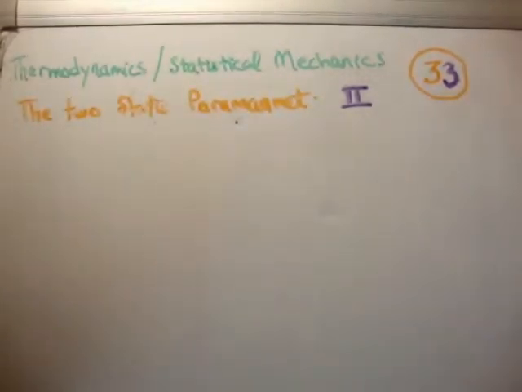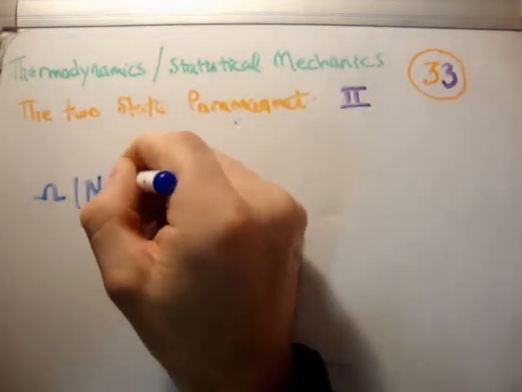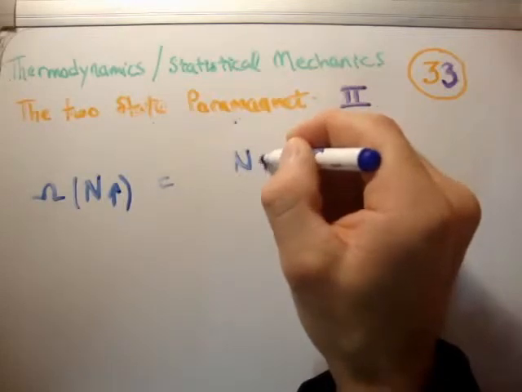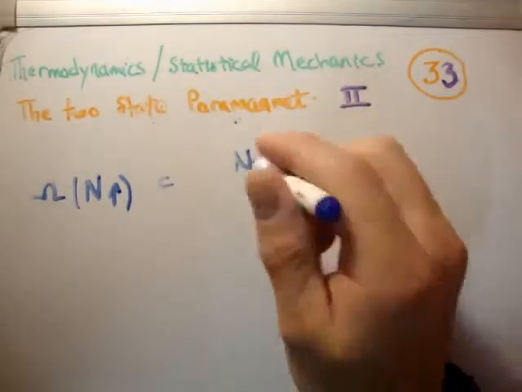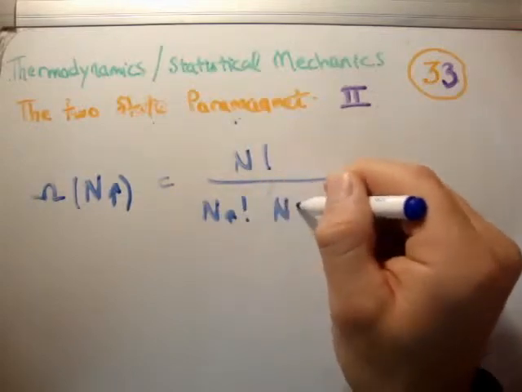So the first thing we need to do is to get some sort of an expression for the multiplicity. Now we got an expression for the multiplicity earlier on. The multiplicity for a two-state system is very straightforward, and we saw this in my videos on Einstein Solids. So the multiplicity for the system being in the up state is equal to the total number of dipoles factorial, over the number up factorial and the number down factorial.